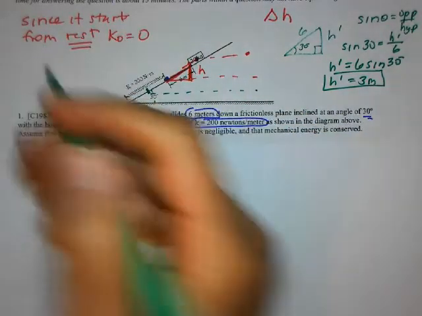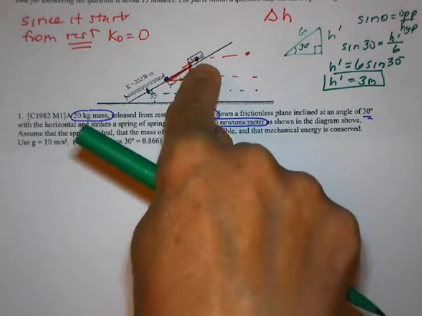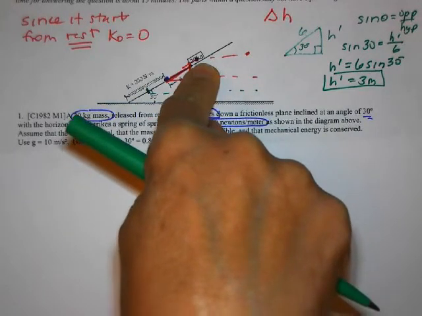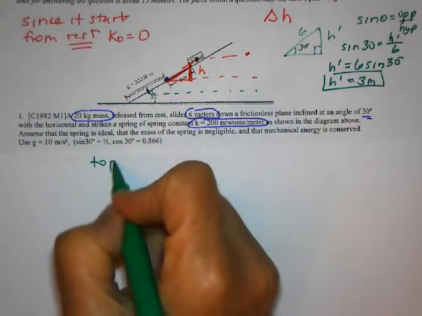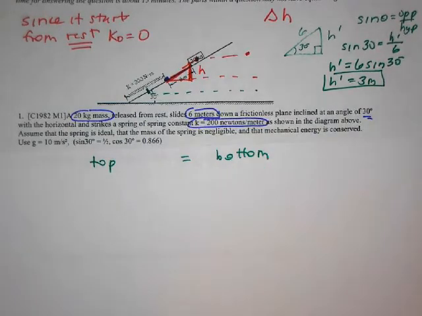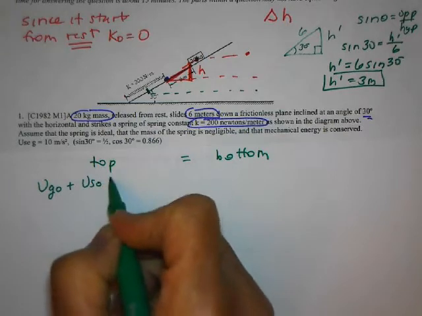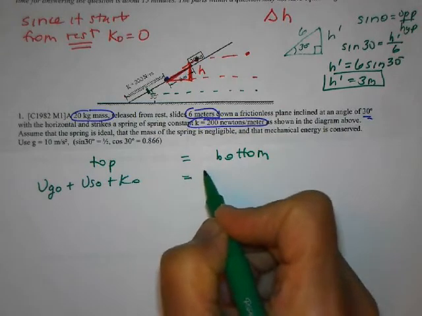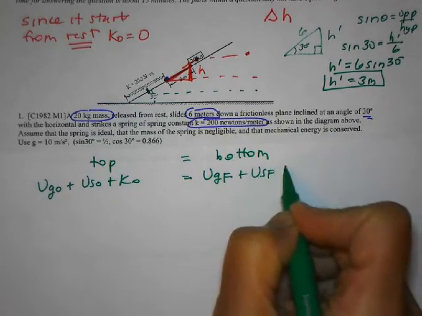So again, you can pick any 2 points. I would always go from the top to wherever, because at the top, this is super easy because it's just gravitational potential energy. So again, the total energy at the top is going to be equal to the total energy at the bottom. Now, what I could have done before is say the sum of all the potential energy, which would be like UG naught plus US naught plus K naught is equal to UGF plus USF plus KF.